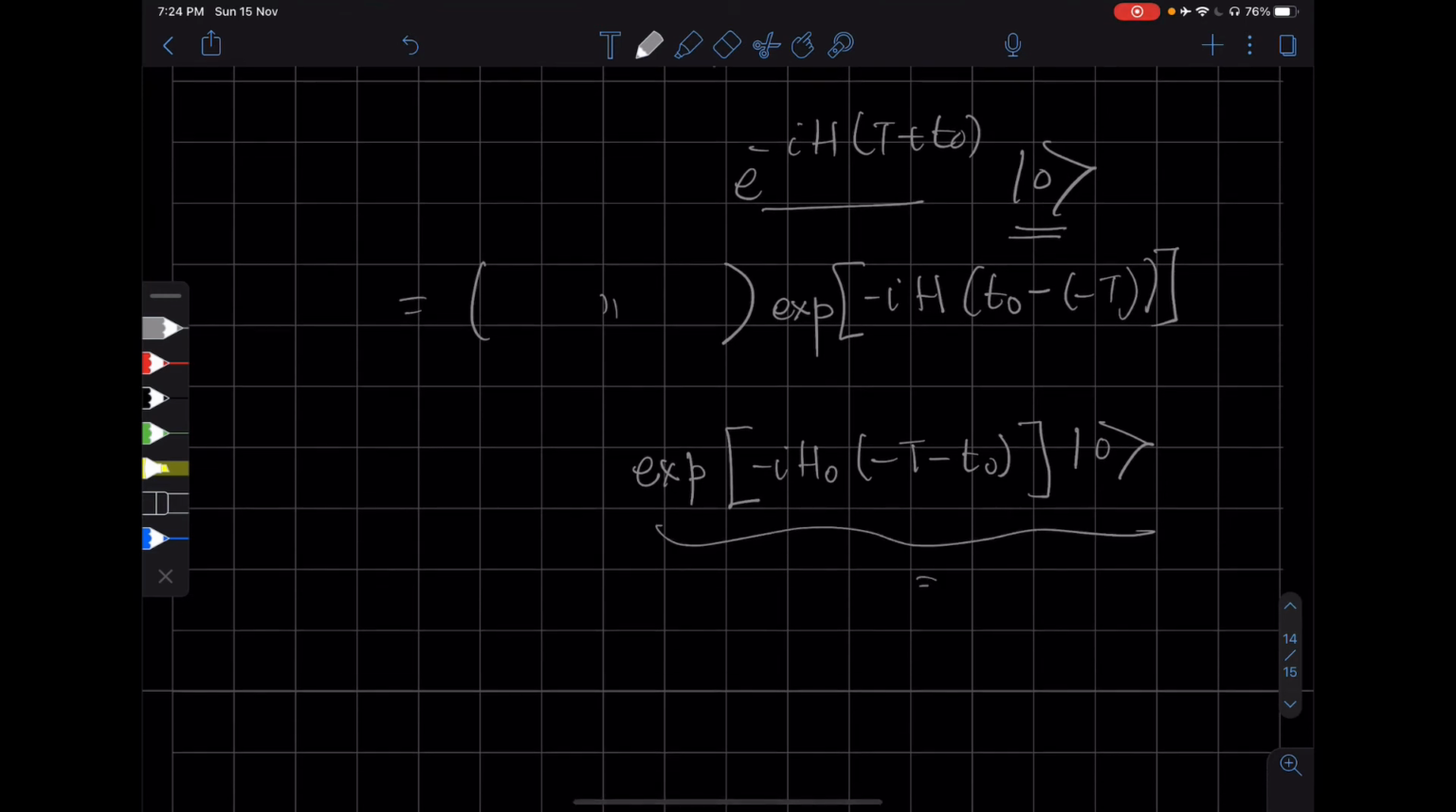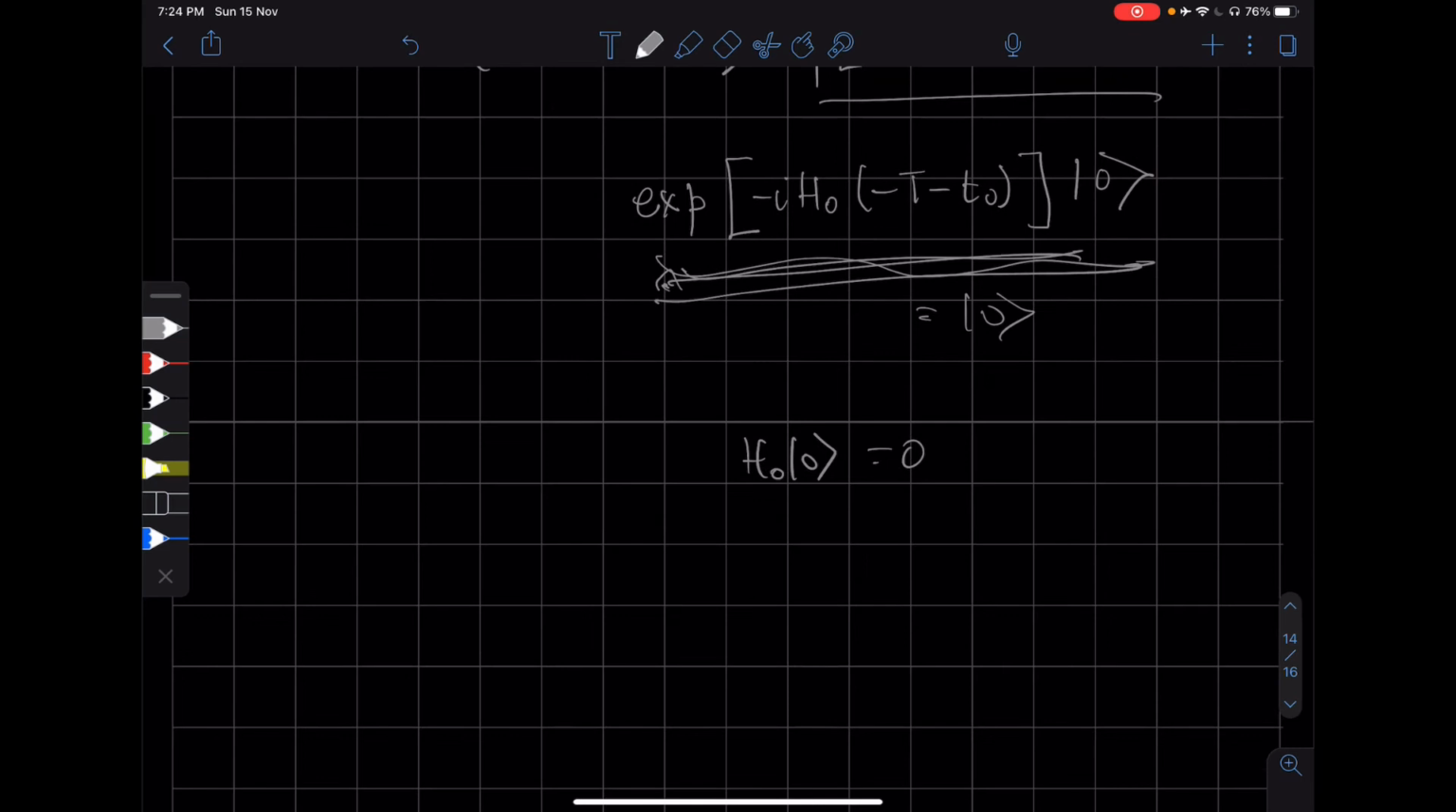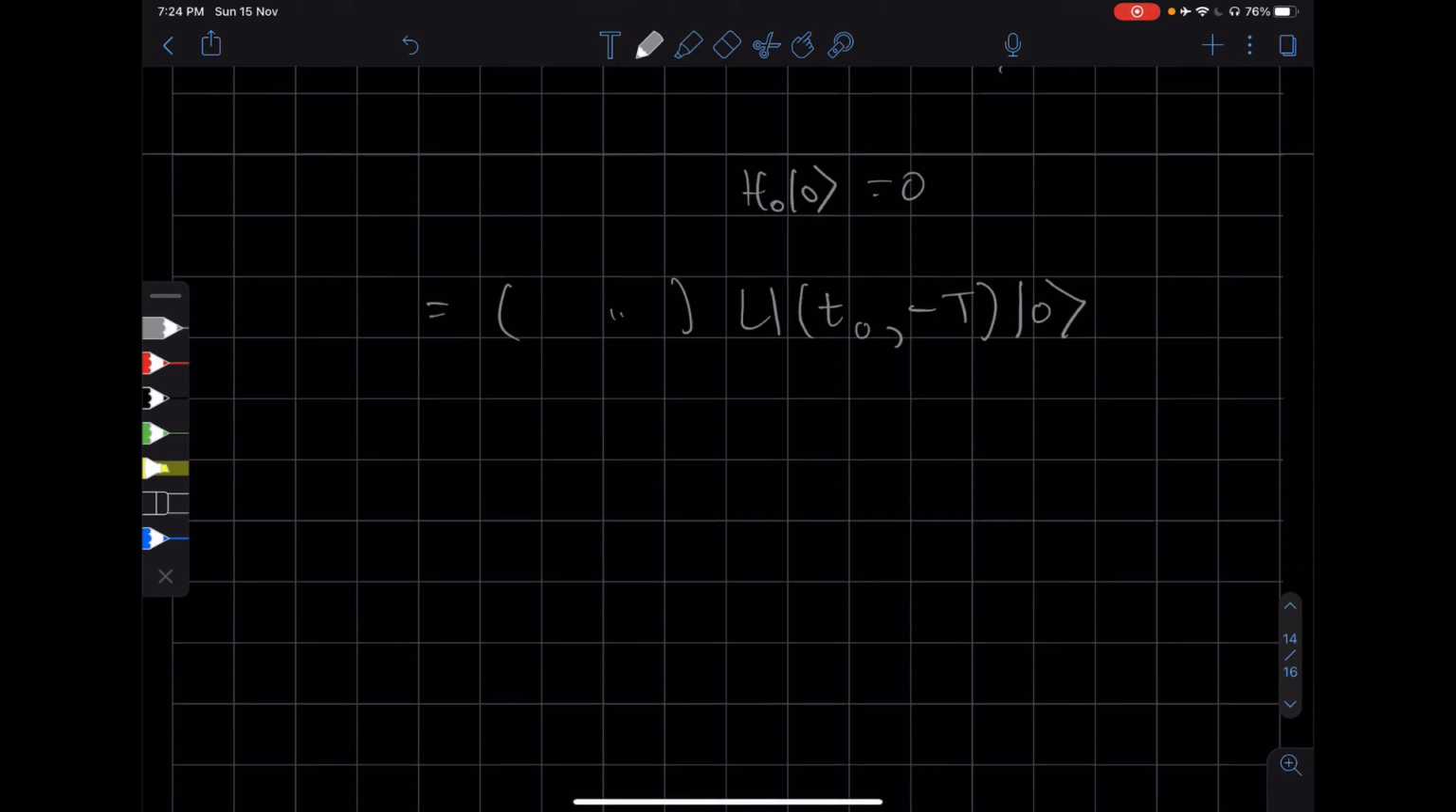And this is equal to this because we know that H0 acting on the free vacuum is just 0. So if I expand this, only the first term survives. So we recognize now these two guys as giving us the time evolution operator. So we recognize this as the prefactor times the time evolution operator from −T to t0. So here's a little proof of this.